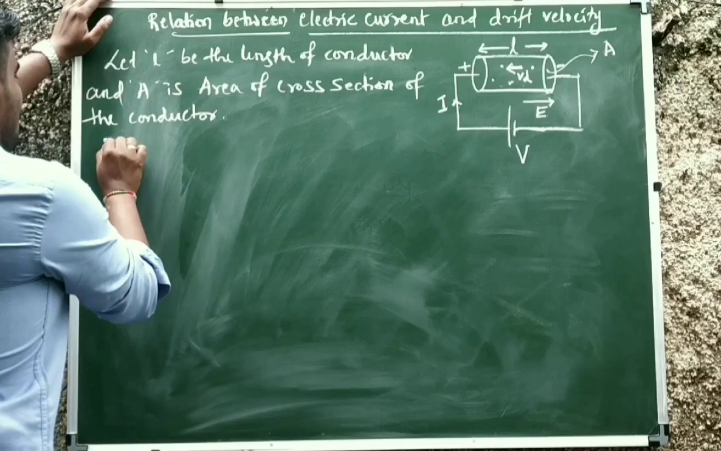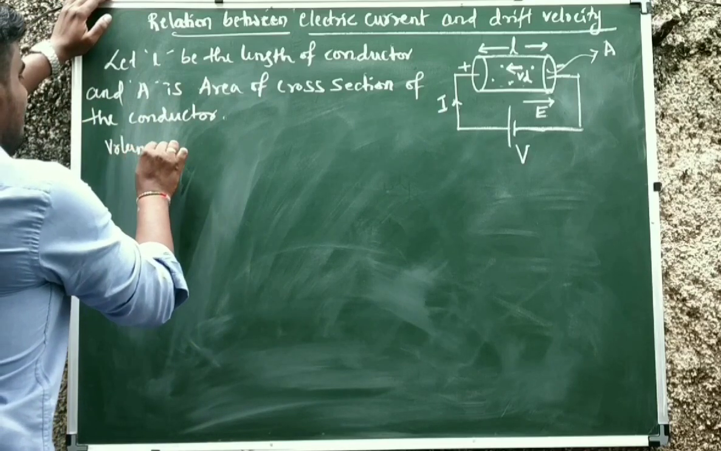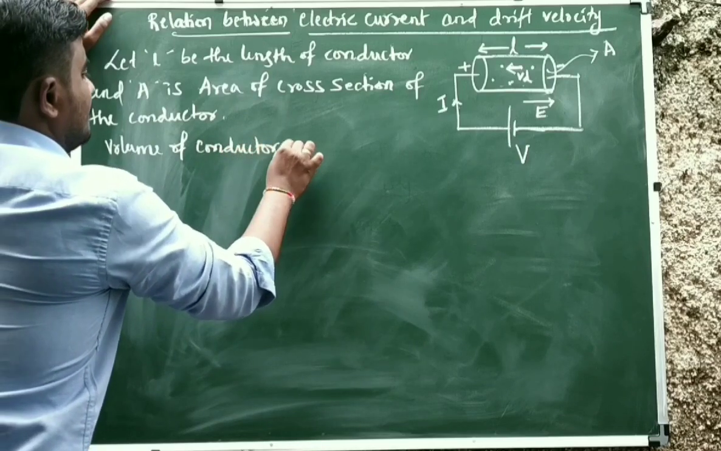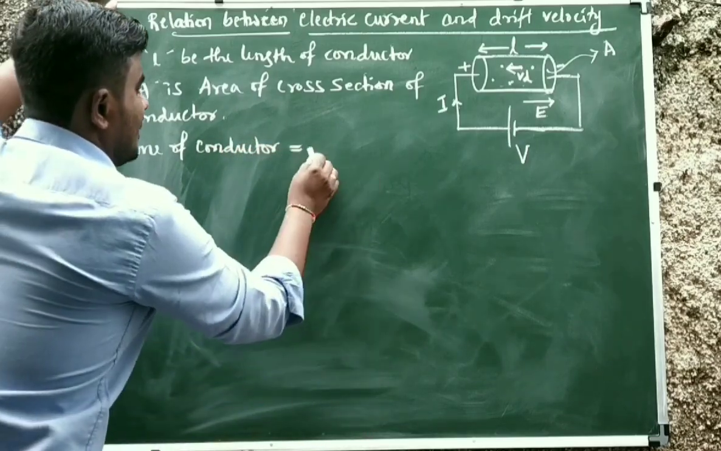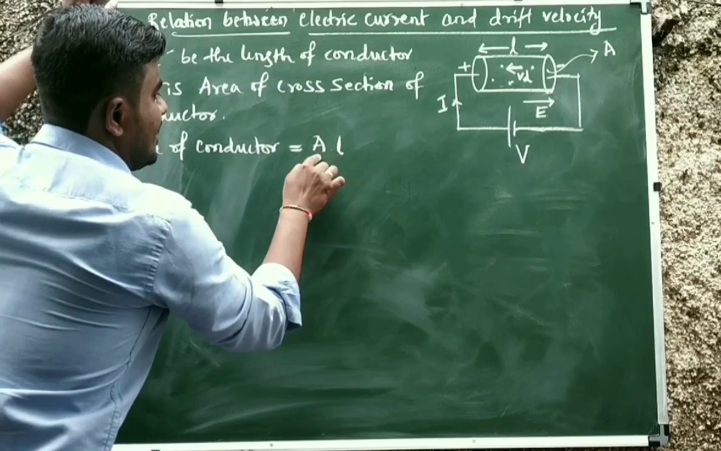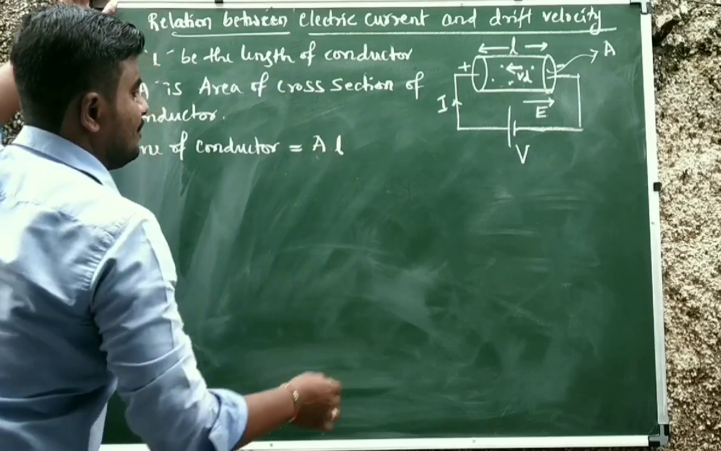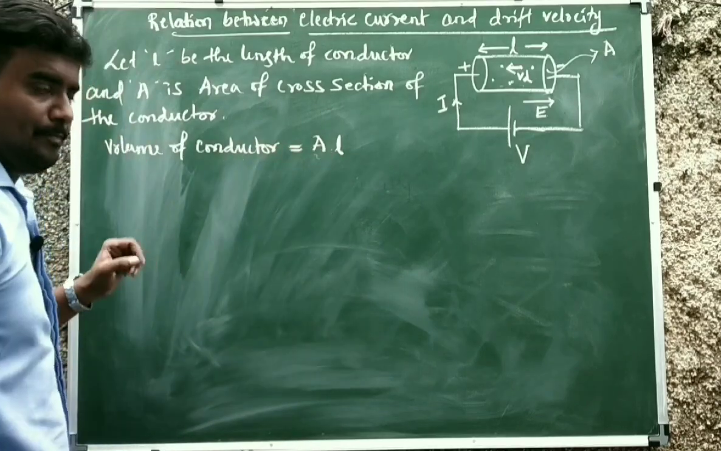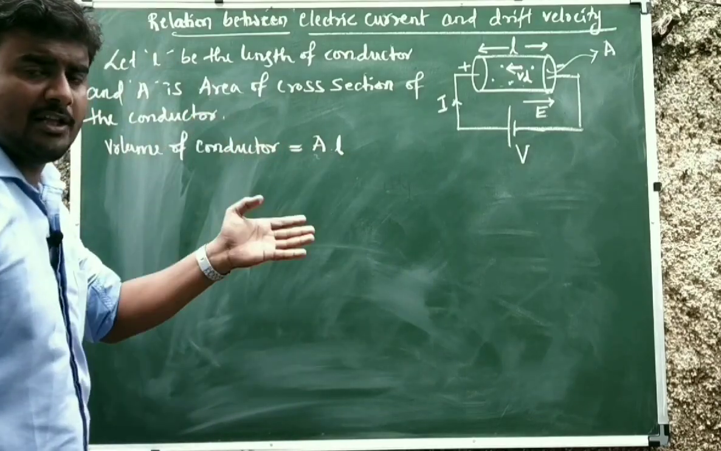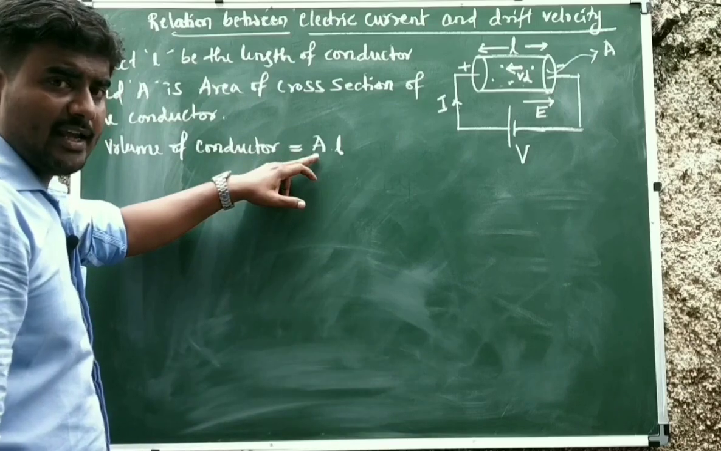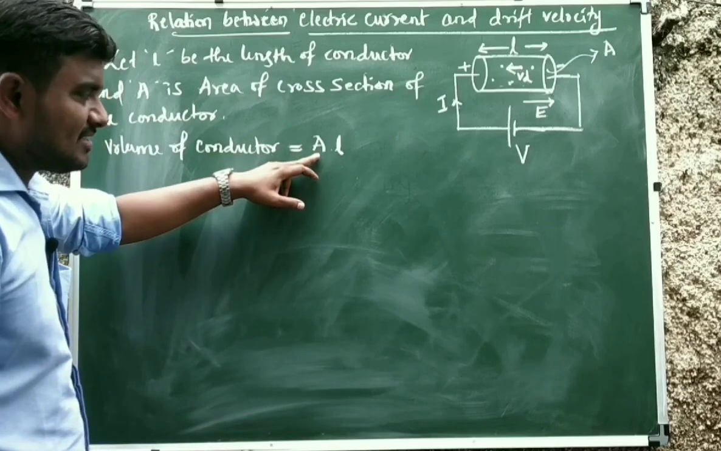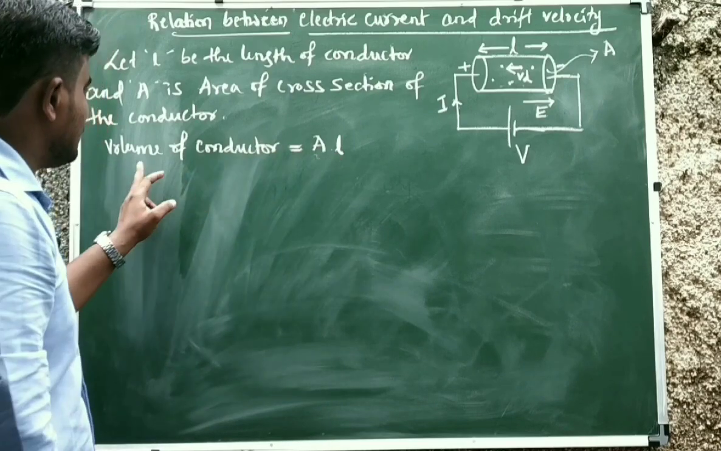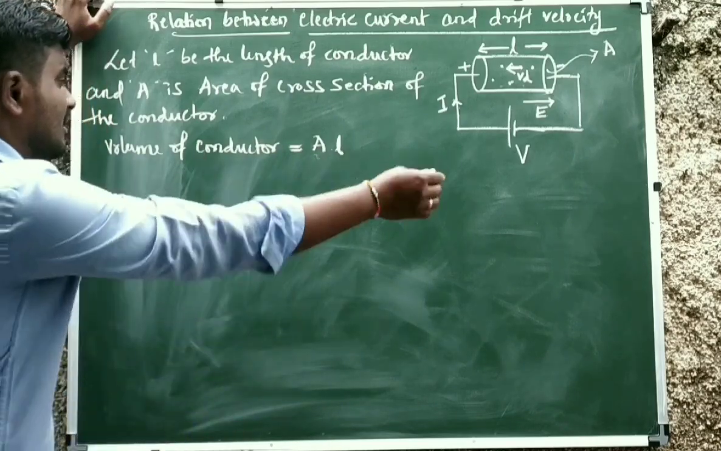Okay, therefore the volume of the conductor I can write as A into L, where A is area and L is length. Area multiplied by length is called what? Volume. Volume is equal to length into breadth into height. Length into breadth is taken as area, and one more length multiplied with this is considered as the volume of the conductor.